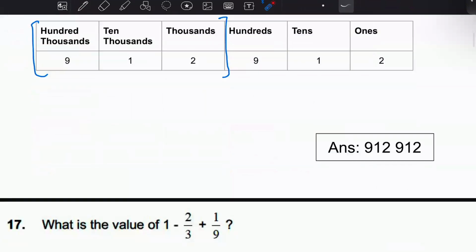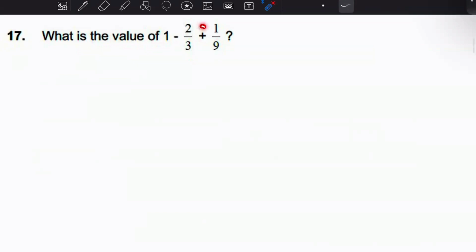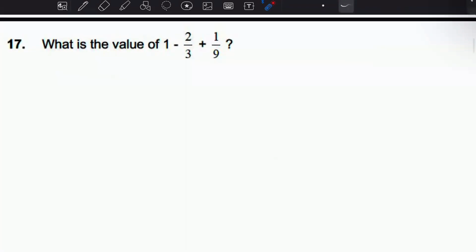Right, next question. Question 17. What is the value of 1 minus 2 over 3 plus 1 over 9? Some students in this question made careless mistakes whereby you mislook this part here. It is not 1 minus 2 over 3 minus 1 over 9. So this is a careless mistake.